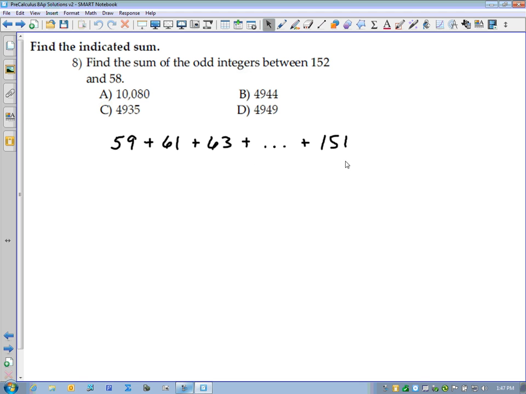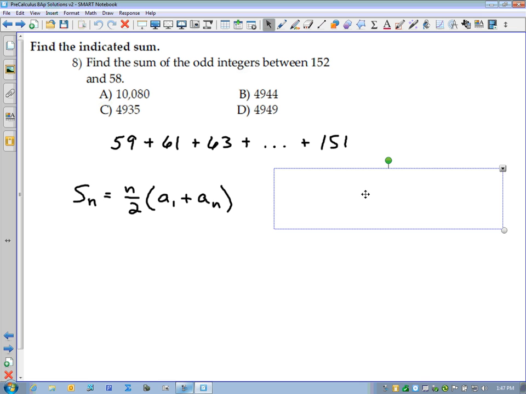Now this is an arithmetic sequence, so to find the sum of an arithmetic sequence, we can use our formula, n over 2 times a sub 1 plus a sub n, or in other words, the number of terms you're summing divided by 2 times the sum of the first term and the last term. The first and last term are easy to see, it's 59 and 151, but not as easy to see how many terms we have. If these were counting off by ones, then we would simply take the difference to try to find the number of terms.